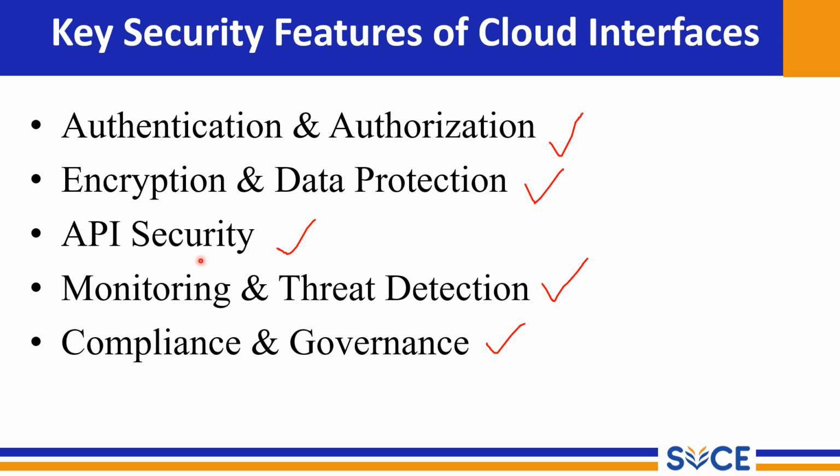The next is API security. The API gateway and rate limiting prevent unauthorized or excessive access, and JWT, which is JSON Web Token, is used for secure token-based authentication. Monitoring and threat detection uses SIEM, that is Security Information and Event Management tools, for real-time monitoring, and implements anomaly detection to identify potential security threats.